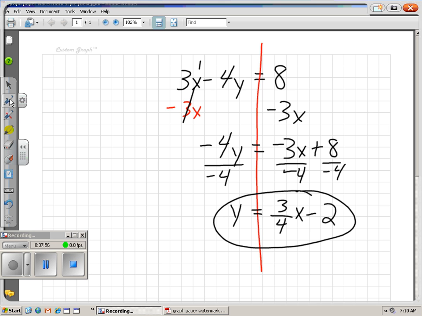There's my equation in slope-intercept form, and now it's ready to graph. Remember, that's a line that crosses the y-axis at negative 2, and my slope is positive, so it's going to go uphill. That's an uphill line that goes up 3 steps and 4 steps over.